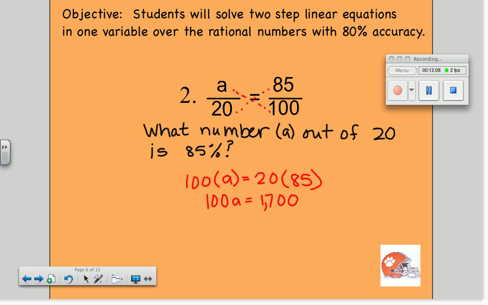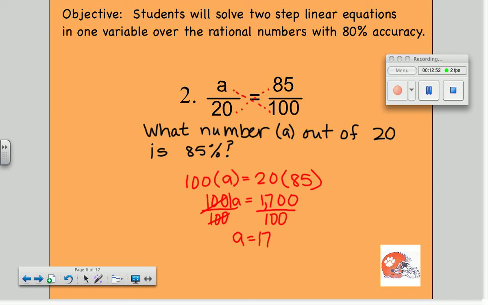Now, in order to solve this, we have 100 being multiplied by A, and we need to isolate A, get it by itself. The inverse of multiplication is division. So we need to divide by the same number A is being multiplied by. A is being multiplied by 100, so I divide by 100. Whatever I do to one side of an equation, I must also do to the other side. So 100 divided by 100 is 1. 1A, 1 times A, is just A. 1,700 divided by 100 is 17.